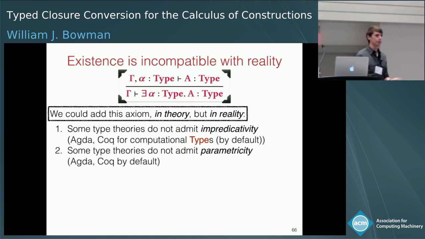We also can't rely on parametricity. Some type theories don't admit parametricity. Most of them don't admit it by default. And in particular, Coq and Agda don't admit it. And, well, you can get it in Coq by downloading a plugin and doing a translation.